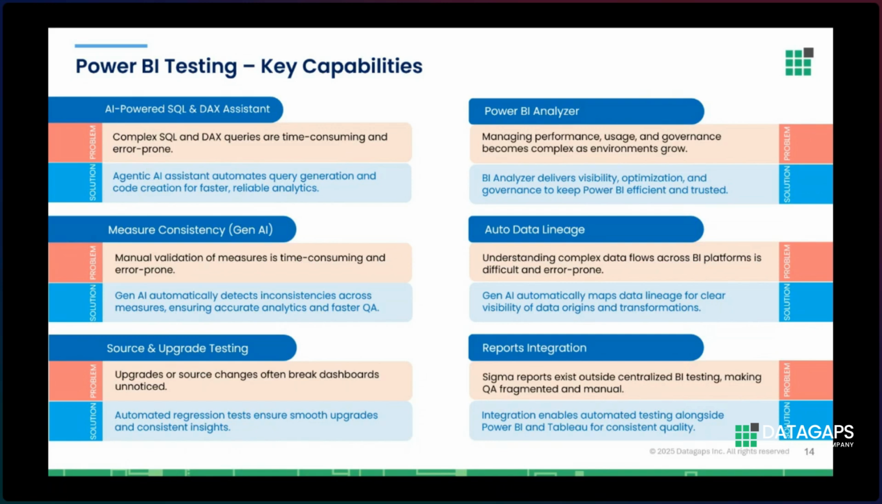And then there's the measure consistency. So Datagaps uses generative AI to automatically find any inconsistencies across different measures. Instead of checking the formula manually, the AI speeds up the validation. And then there's the auto data lineage. The BI teams often struggle to understand where the data comes from, how it has moved, how it has changed. So generative AI creates a clear visual map from data source to transformation, improving the transparency and therefore the trust.